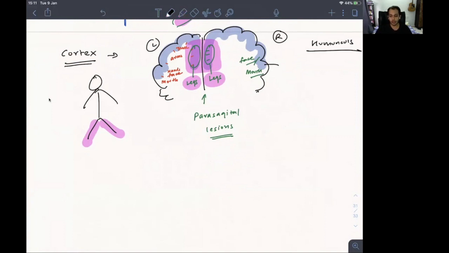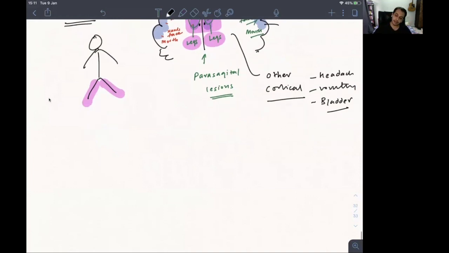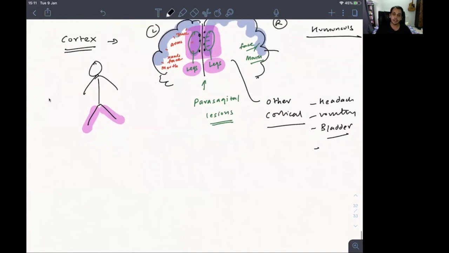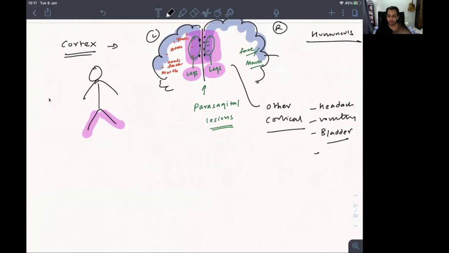You will have all your other cortical findings. So for example, you may have headache, you may have vomiting, because this is a lesion inside the brain. You can also have bladder complaints because the bladder is also supplied by centers that are near the parasagittal regions. And if that lesion in the brain is also involving other cortical areas, then you may have additional findings of those other areas' involvement.